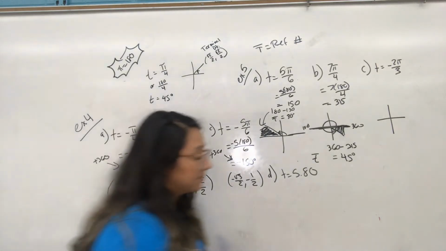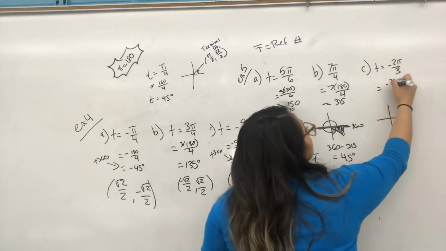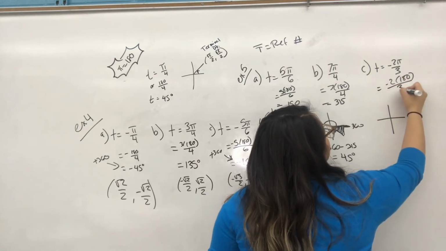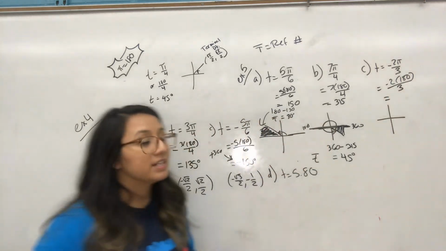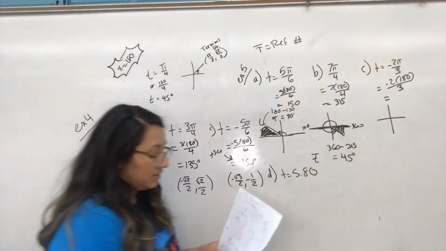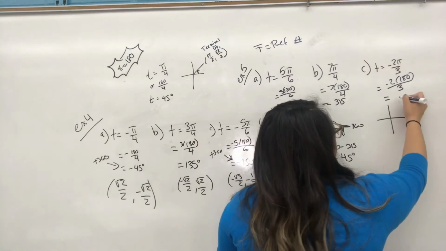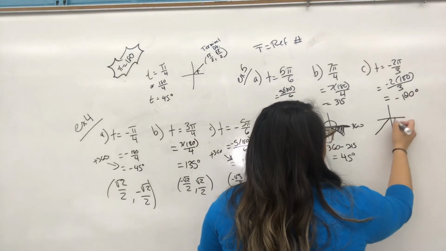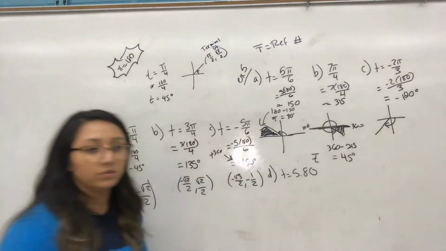Let's do C. Negative 2 radians over 3, negative 2 times 180 divided by 3. Go ahead and do the math there, and you get negative 120. Negative 120, if I were to draw it, will be something like over there.